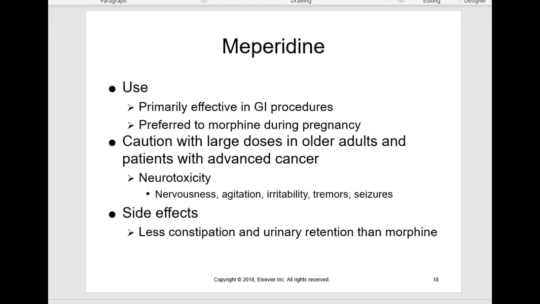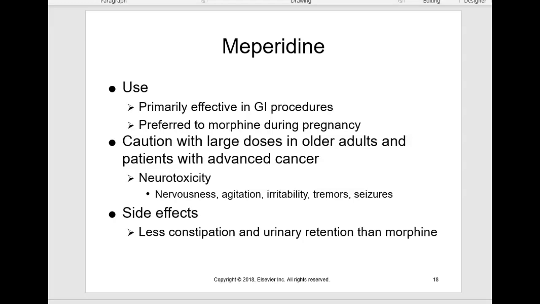Meperidine is another type of opioid analgesic. Brand name is Demerol, for those of you who are familiar with that. Meperidine is preferred to morphine in pregnant patients because it does not diminish uterine contractions and causes less neonatal respiratory depression. Meperidine causes less constipation and urinary retention than morphine.